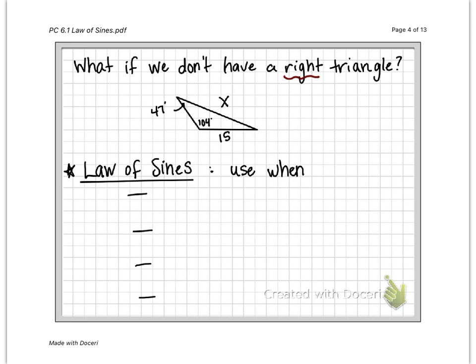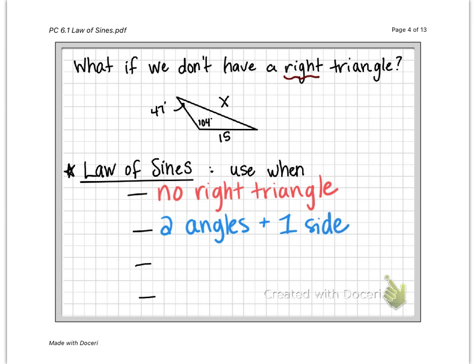So here's when we can use it. Number one, no right triangle. If you have a right triangle, you should use sine, cosine, tangent. If you have no right triangle, then we can switch to looking for the law of sines. So step one, no right triangle. Step two, if you have either two angles plus one side given, so for example, this one up here has two angles and one side, or if you have two sides and one angle given, you can use the law of sines.